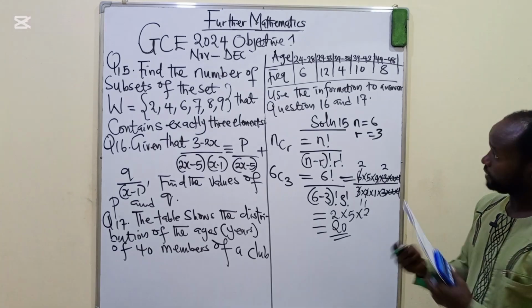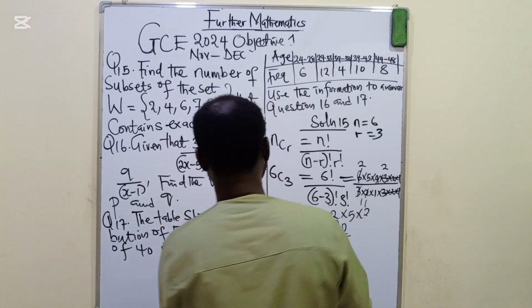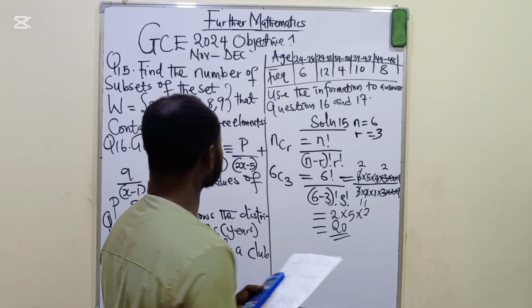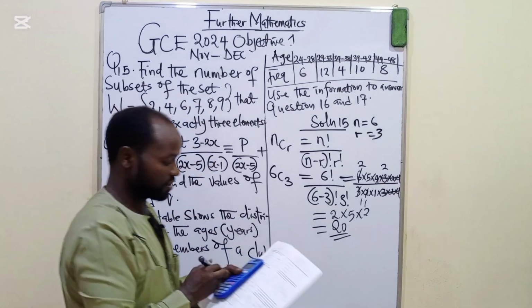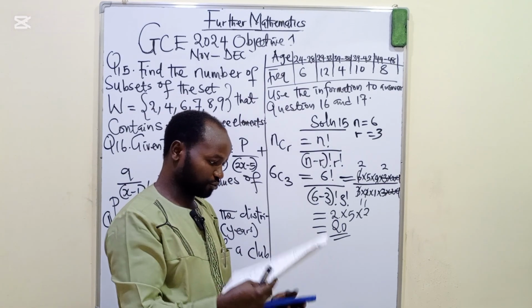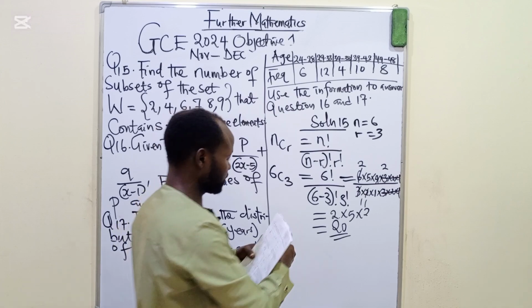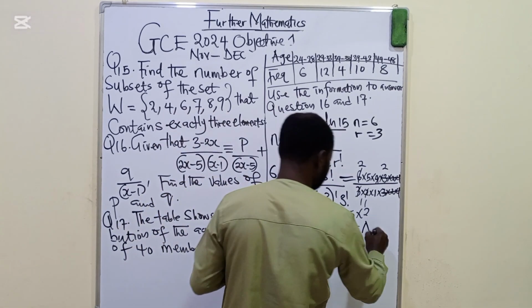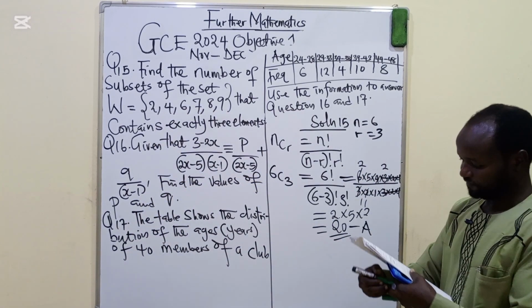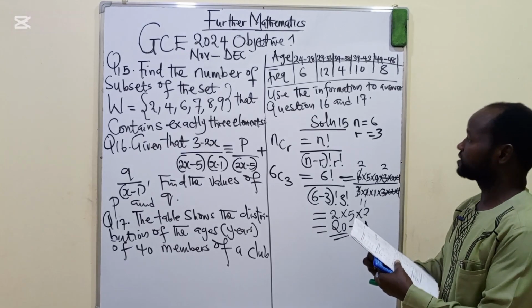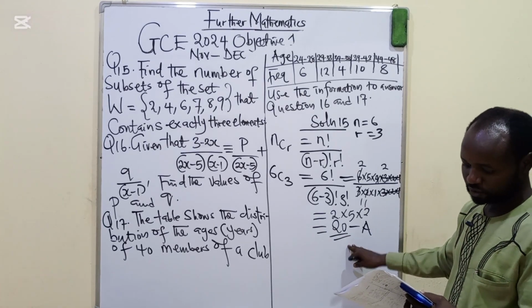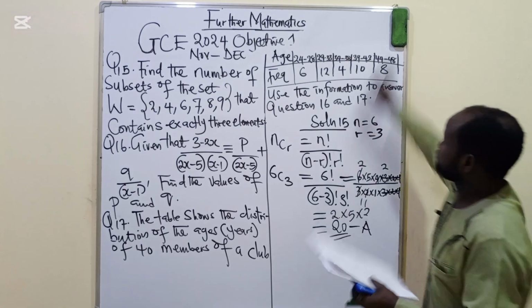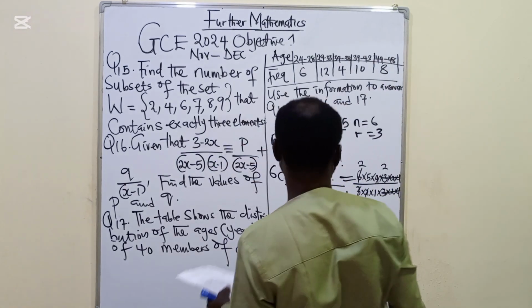So the question says, find the number of subsets. So there are 20 subsets that can be selected from this set W. So the correct option is option A, which is 20. Very important: find the number of subsets of the set. The number of subsets is 20, so the correct option is option A. Let's move to question 16.